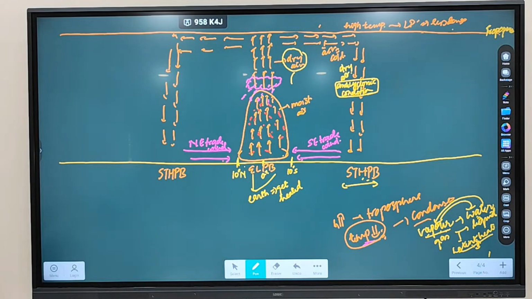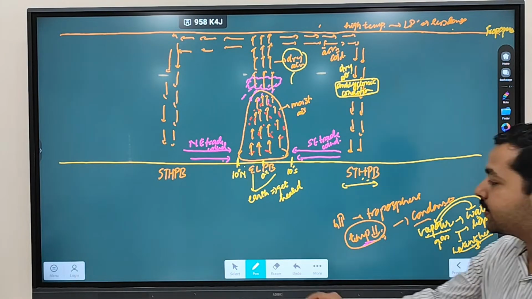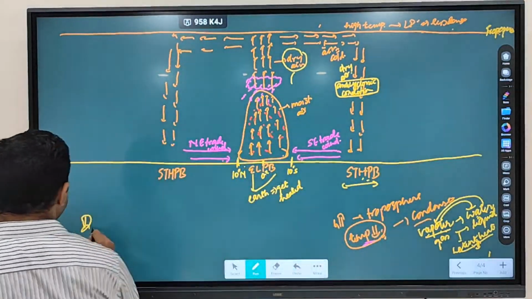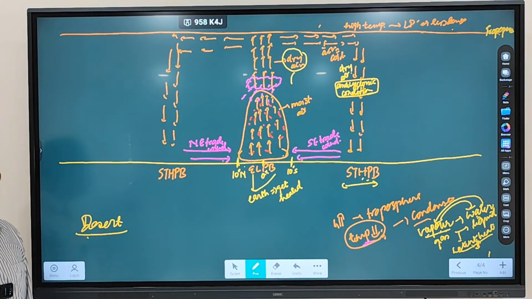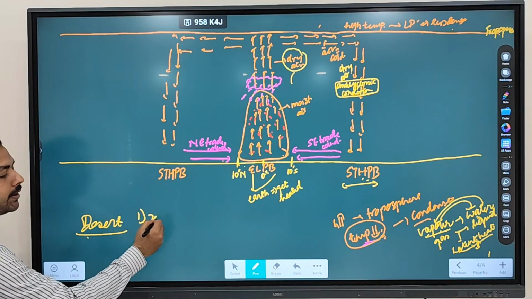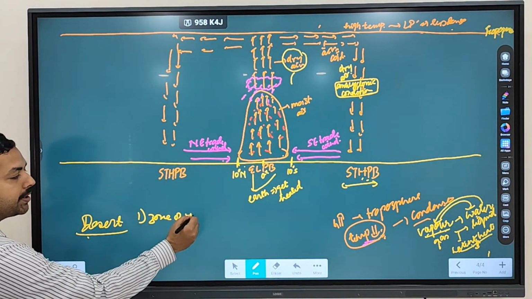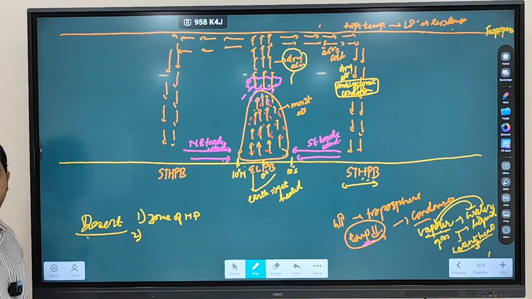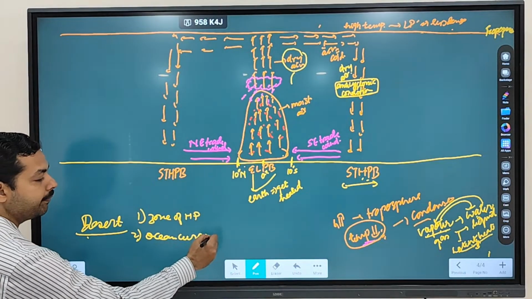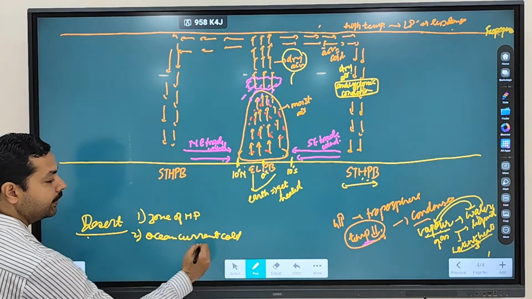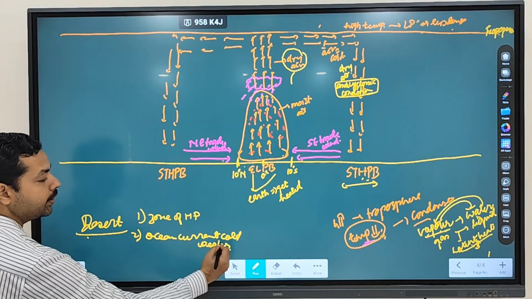That's why, if you remember, when we were discussing deserts, we discussed the reasons deserts are formed. Most of the deserts are formed in the 15 to 30 degree latitude, remember? We discussed one reason, a zone of what? High pressure. And the second reason is that cold oceanic current always moves where? On the western side.